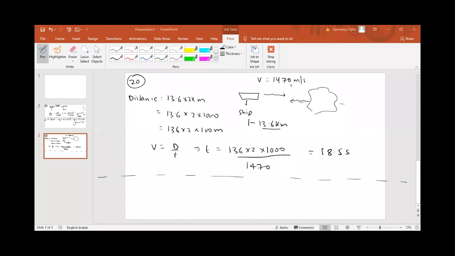The speed of the wave is 1470 meter per second. So what is the time lag? Means how much time is spent when we put the signal and then it is received by the receiver. How much time lag is there after transmitting the signal and then receiving the signal? That time lag would be 18.5 seconds. So after 18.5 seconds, we can detect that wave.